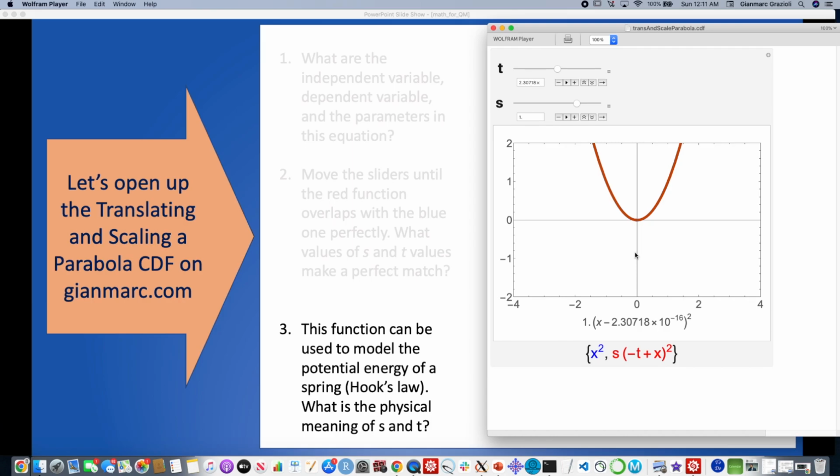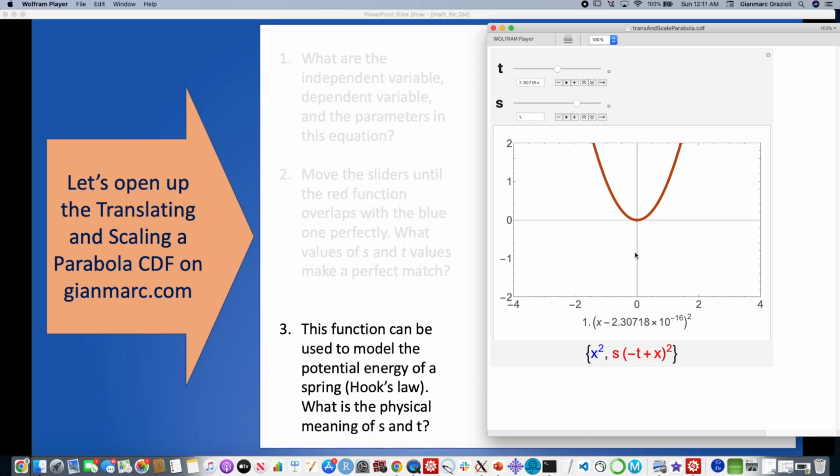All right, so moving on. This particular function, s times (x minus t) squared, I chose because this functional form can actually be used to model the behavior of a spring. Like a spring that you compress and it fights back, and you stretch it and it fights back.